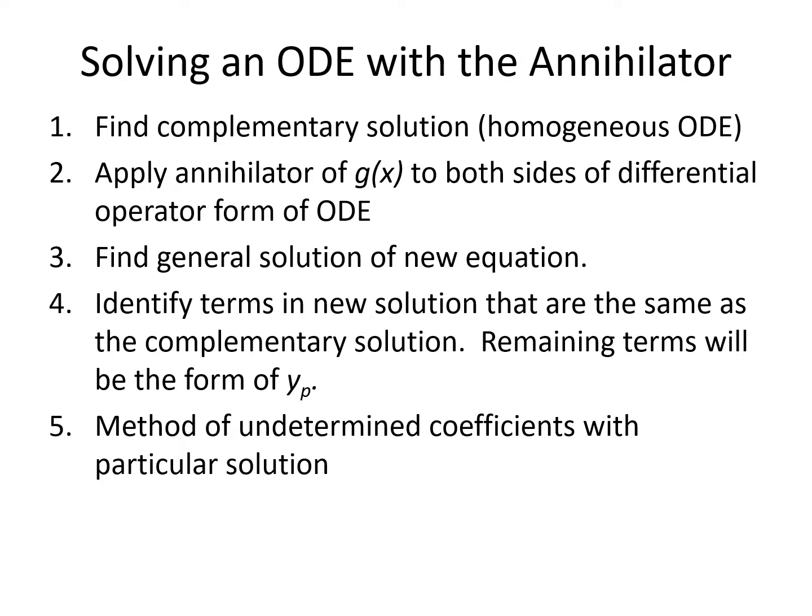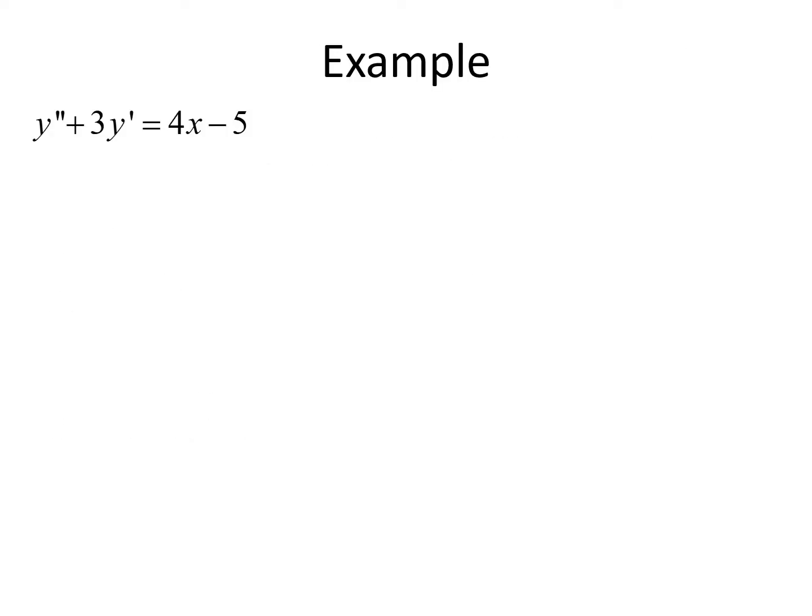So let's do a couple of examples to illustrate how that works. Our first example, we want to solve y double prime plus 3y prime equals 4x minus 5. So again, our first step is to solve the homogeneous part. We want to find that yc.